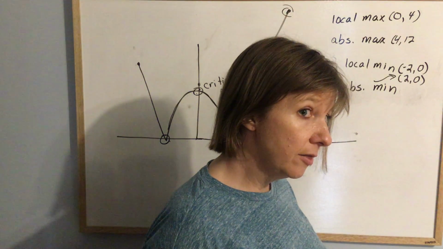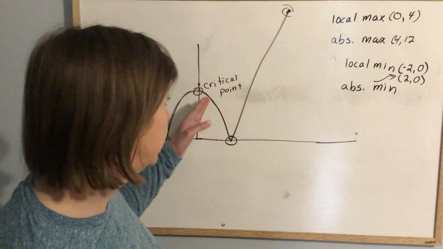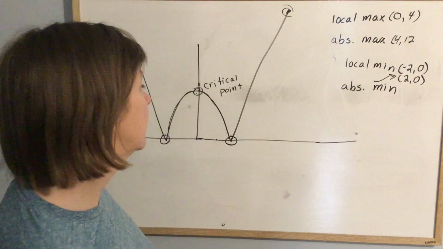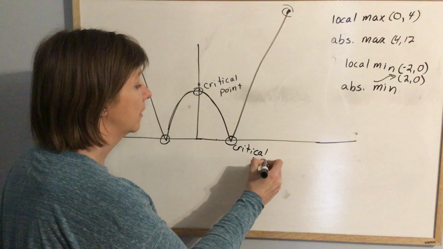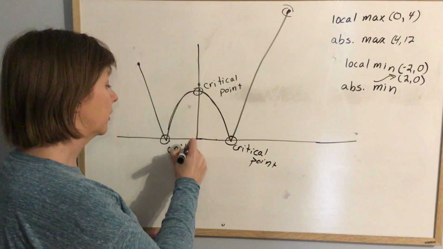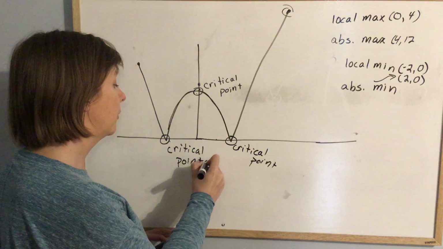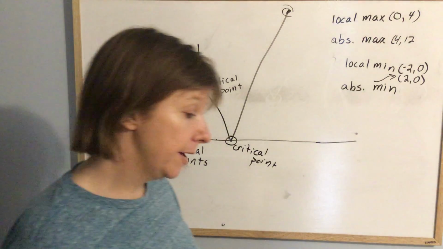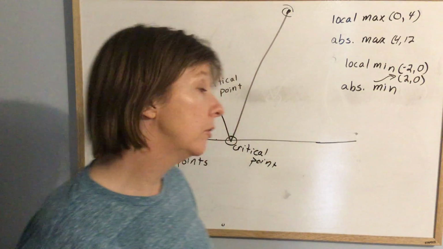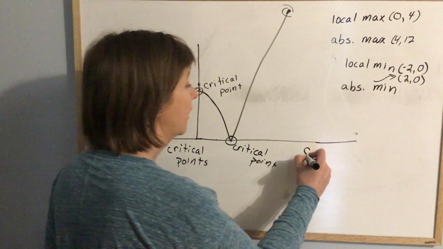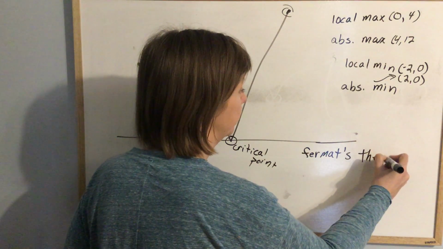So this idea that local minimums and local maximums happen at critical points. This would also be a critical point. It is a place where the graph changes direction. So the idea that a graph has a local maximum or a local minimum at a critical point is actually something called Fermat's theorem.